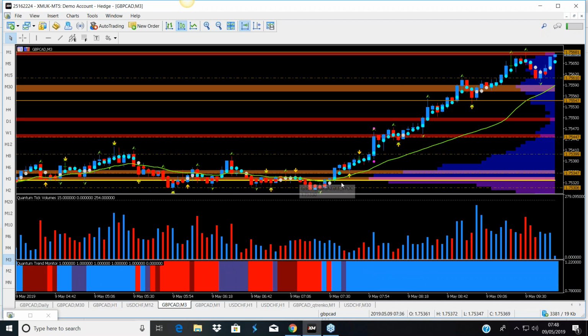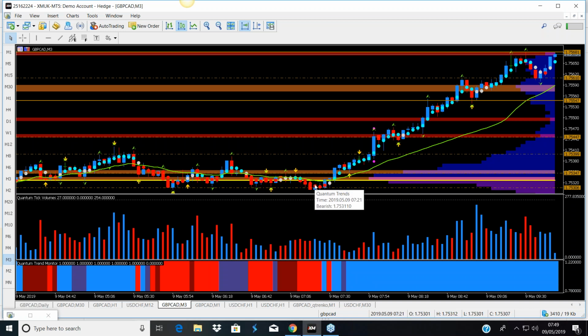We know it's a congestion phase because it's been rotating around the volume point of control. We also know because our pivots and our fractals show we have a range. It's a reasonably tight range. The trend monitor here has been flip-flopping between red and then dark blue and then red again. So you've got this constant change of colors under here. That is telling us that is congestion.